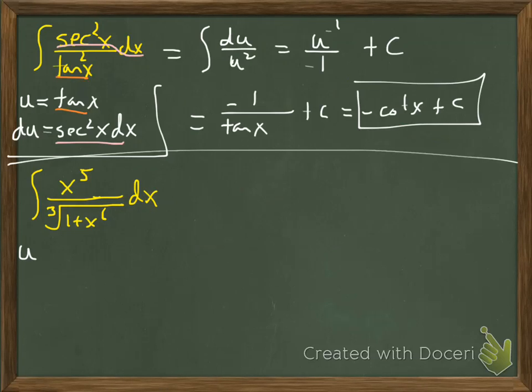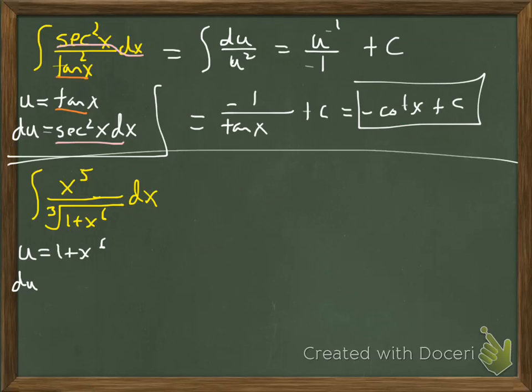And the inside function here, the most innermost function, is the 1 plus x to the 6th. And that's what I think I want to let my U equal. And you can try different things. Well, what if we let U equal the x to the 5th? Does that help me out? Maybe not. So it might be a little bit of trial and error in terms of what the U should be.